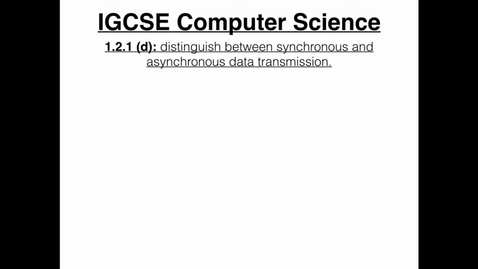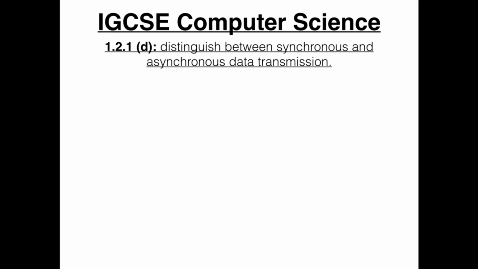IGCSE Computer Science, Syllabus Statement 1.2.1d, distinguish between synchronous and asynchronous data transmission. Now I know what you're probably thinking: hang on, this statement isn't in the syllabus, why do we have to know about this? Well, you do have to know about this.